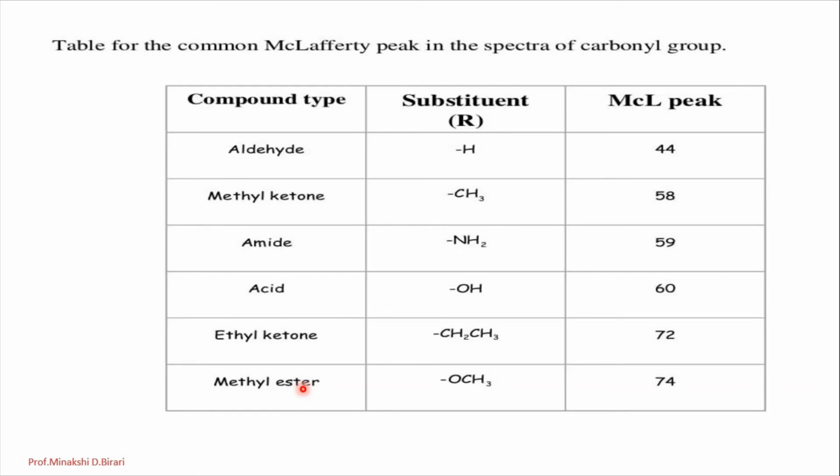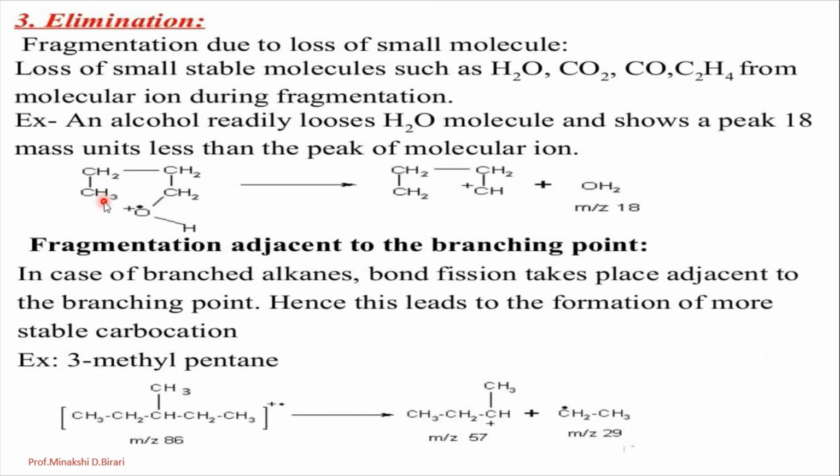Now the next important thing is elimination. By elimination, fragmentation also occurs. One mode of fragmentation is fragmentation due to loss of small molecules. This is the loss of small stable molecules such as H2O, CO2, CO, C2H4 from the molecular ion during fragmentation. So the neutral stable molecule will be lost during the fragmentation: elimination of H2O, CO2, CO, C2H4.